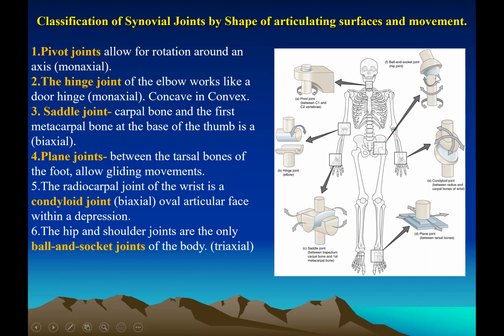So synovial joints have all the characteristics of the synovial joint, like the synovial membrane, the joint cavity, the articulating surface, bursa, and fat pads. They are classified depending on the shape of the articulating surface and the amount of motion it allows.